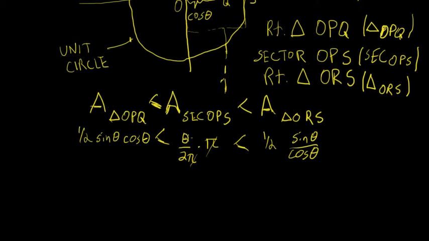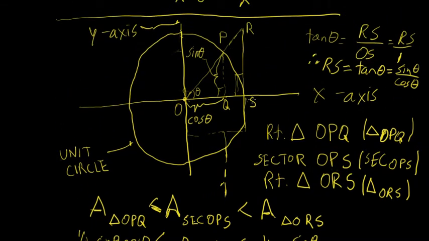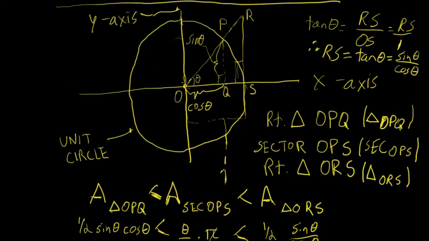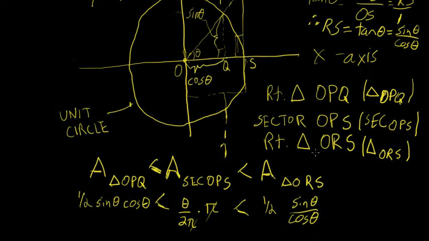So if we look at these areas again, you see the area of OPQ is sine theta times cosine theta times 1/2. It's 1/2 sine theta times cosine theta. The area of sector OPS is going to be theta over 2 pi. That tells you what fraction of the circle we're dealing with, times the area of the circle. The area of the circle is pi times r squared. R is 1. Pi times 1 squared is pi. So pi times theta over 2 pi. The pi's cancel. We get theta over 2.